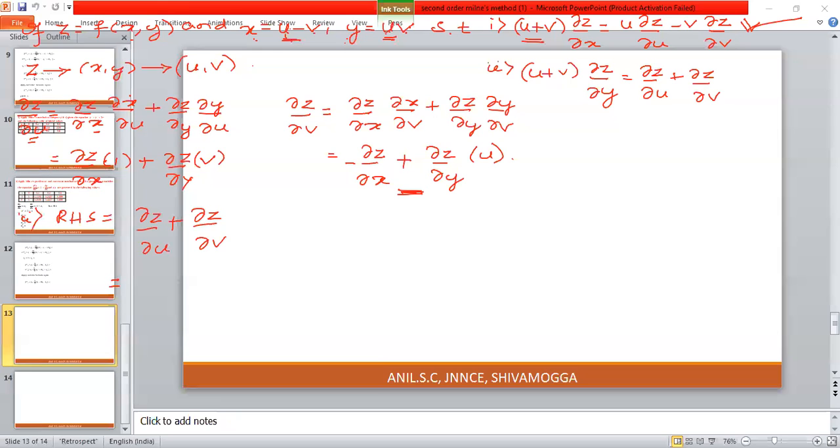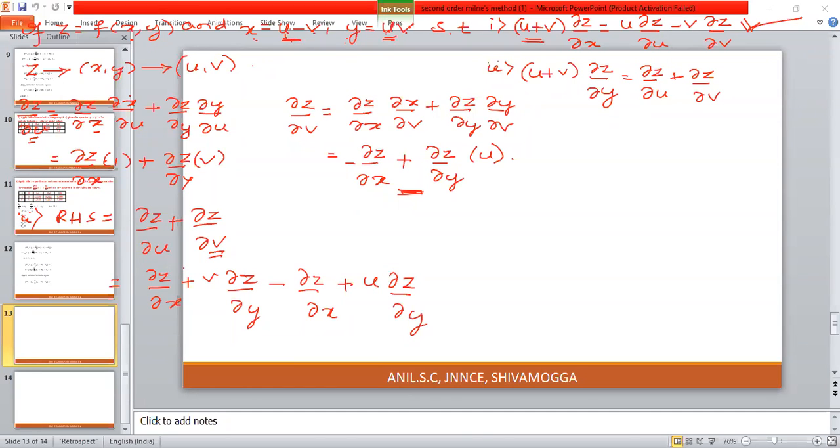This is a very simple case. Del Z by del U, it's here. 1 into del Z by del X is del Z by del X plus V into del Z by del Y. V into del Z by del Y plus del Z by del V and del Z by del V is minus del Z by del X plus U into del Z by del Y.